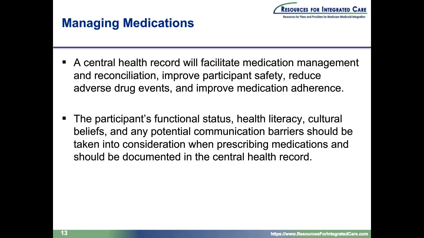It is necessary to take the participant's functional status into consideration when prescribing medications, and any functional limitations should be documented in the central health record. For example, if a participant has limitations with fine motor movement, having the participant inject himself or herself with a medication may not be easy for him or her to do. It is also necessary to take into consideration the participant's health literacy, cultural beliefs, and any potential communication barriers when prescribing medications, and document these in the central health record.